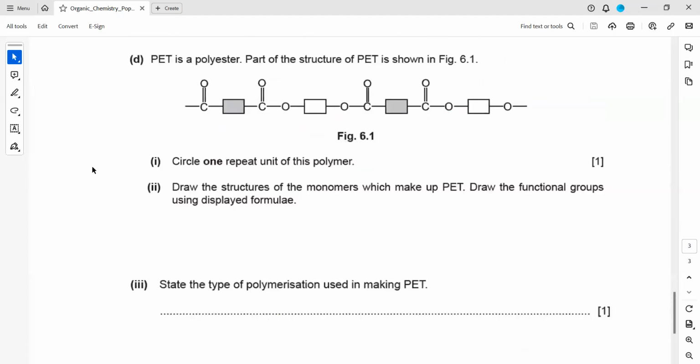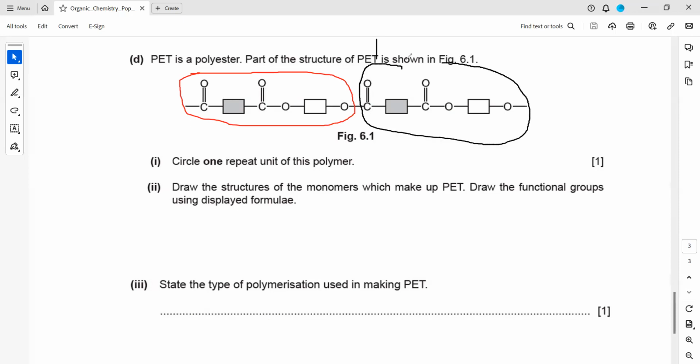Next, PET is a polyester. A part of the structure of PET is shown in figure 6.1. Circle one repeat unit. Which part of the unit is repeated? If you see the molecule, you have to circle a part of the molecule that is identical. That's right. This is one repeat unit and this is another repeat unit. So these are two repeat units, and you have to circle any one of the parts.